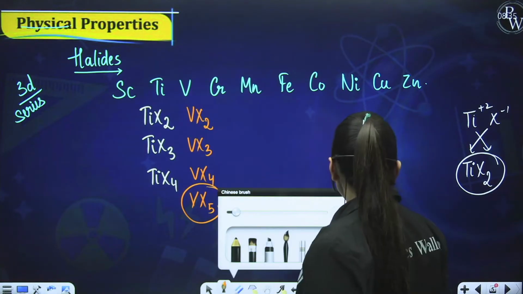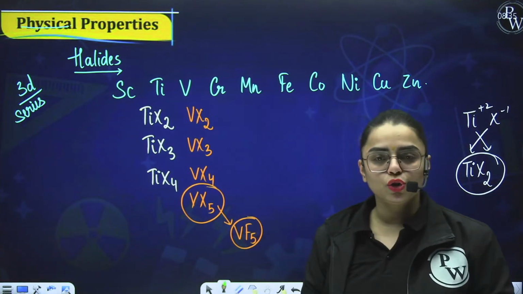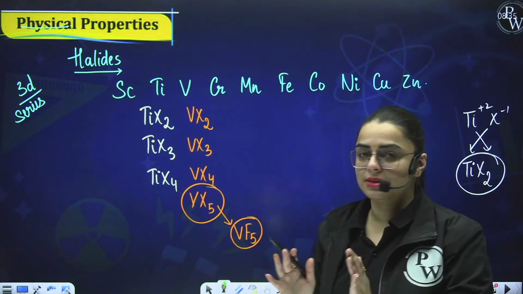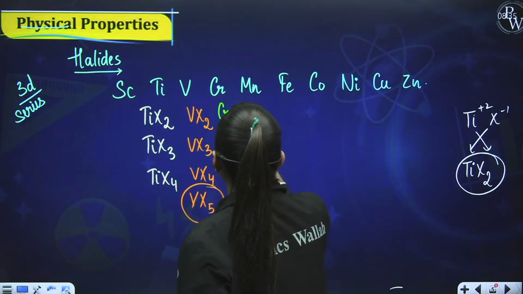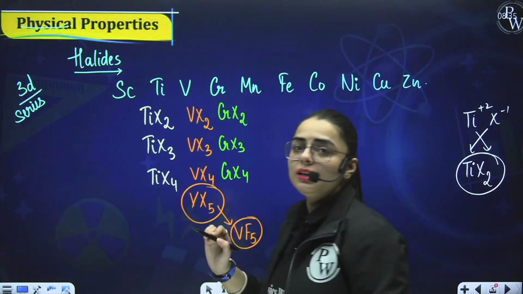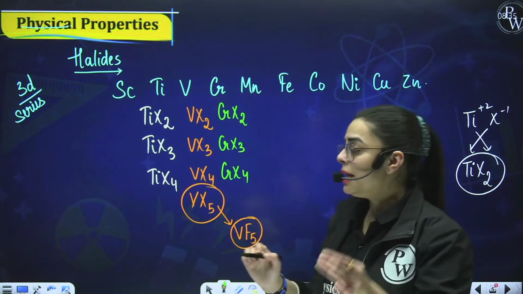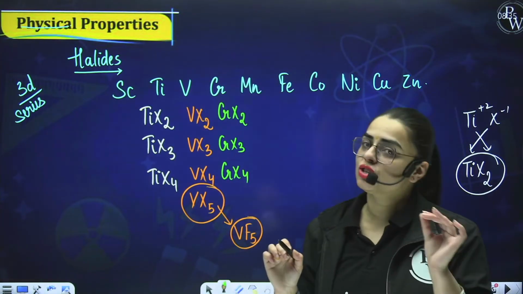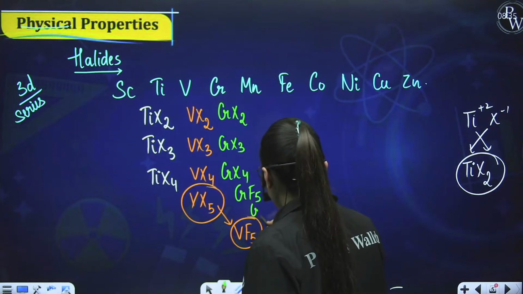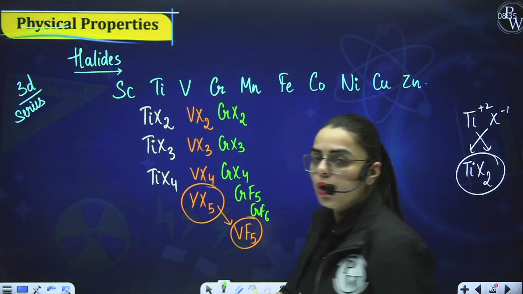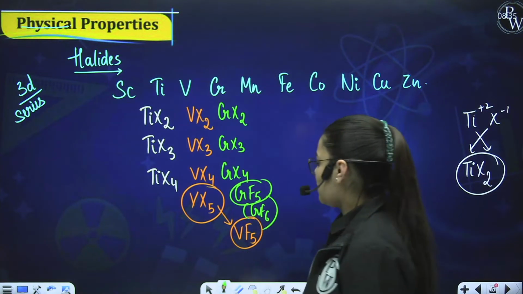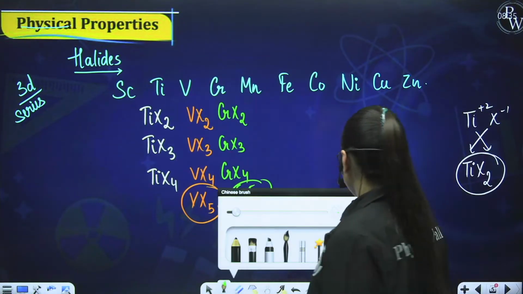Now moving on to chromium. When I talk about chromium, again I have told you it can show variable oxidation state from +2 to +6. So what we can say is it can form CrX2, CrX3, CrX4. Similarly, it can form CrX5, CrX6. Now again, when it is showing +5 and +6 oxidation state, it shall be forming compounds only with fluorine. So CrF5 and CrF6 can be observed. In +5 and in +6 oxidation state, it will be forming compounds only with fluorine, right? Okay. Shall we move further to manganese?